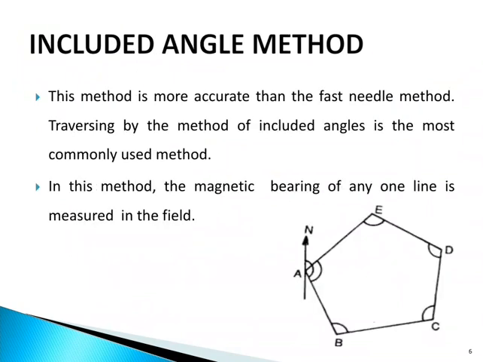Next is included angle method. This method is more accurate than the fast needle method. Traversing by the method of included angles is the most commonly used method. In this method, the magnetic bearing of any one line is measured in the field. We can see in the image the bearing of the line at the station is measured first and then all the readings are taken. It is done like that.